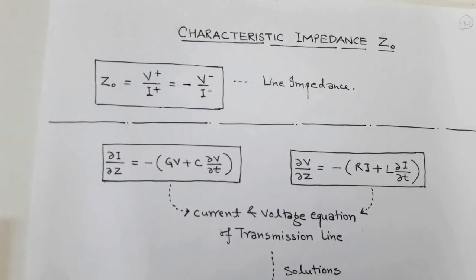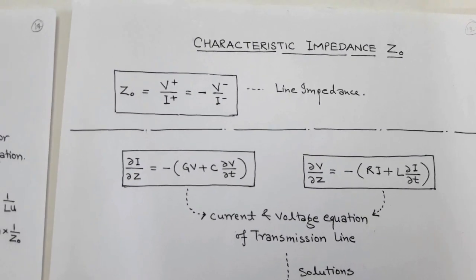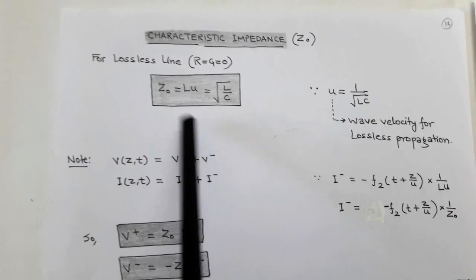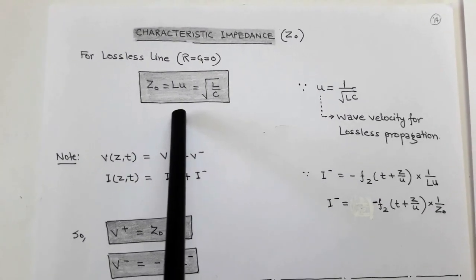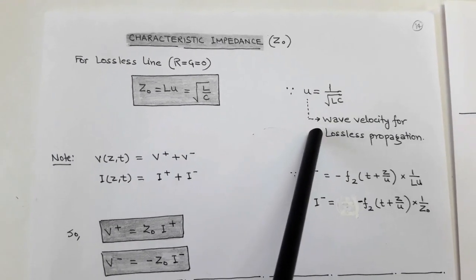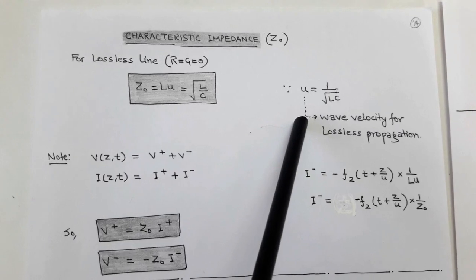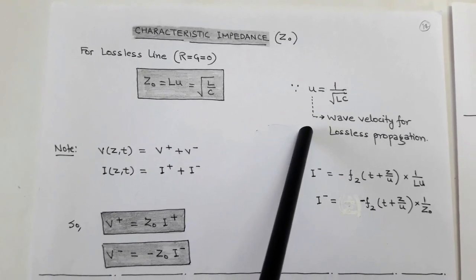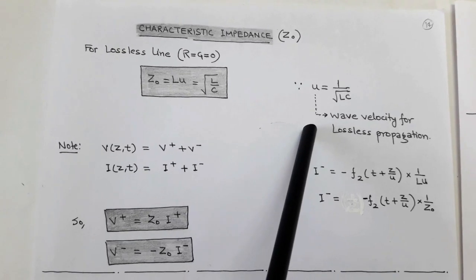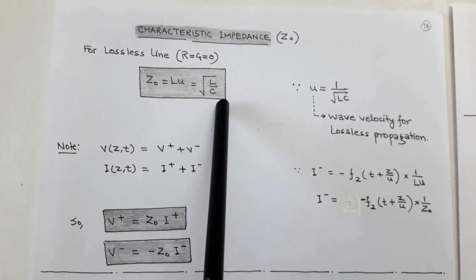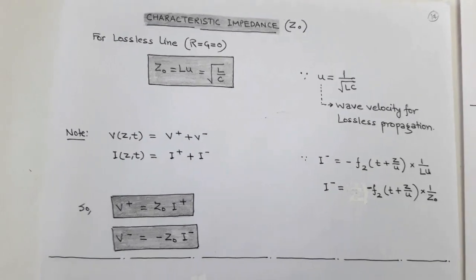that is denoted by Z0. For a lossless line, we put R equals G equals 0, and here we get a characteristic impedance that is equal to L into U, where L is called the inductance and U is called the wave velocity, and this is also equal to under root L upon C, because we know that the wave velocity for lossless propagation is 1 upon under root LC. So here we put the value of U, that is 1 upon under root LC. So we get Z0 equals under root L upon C.